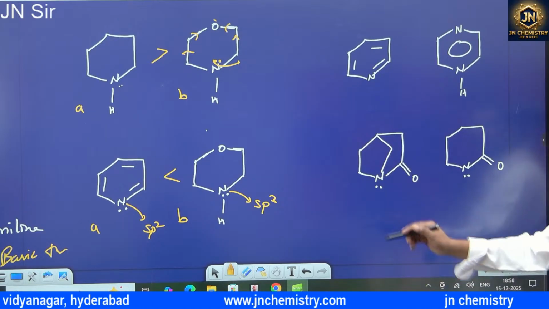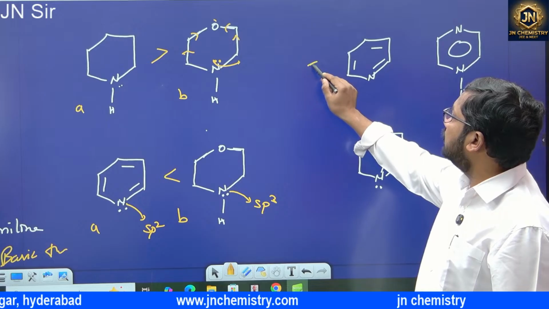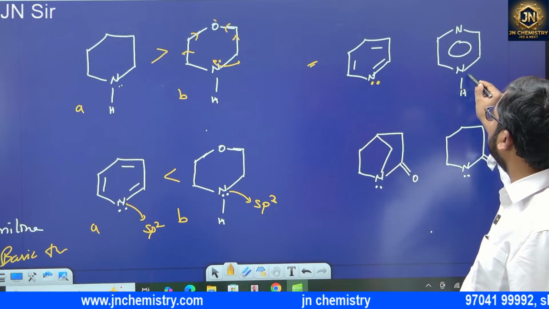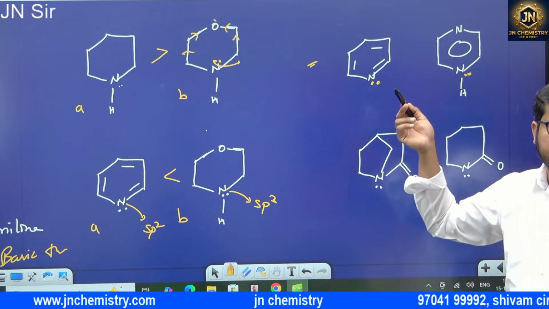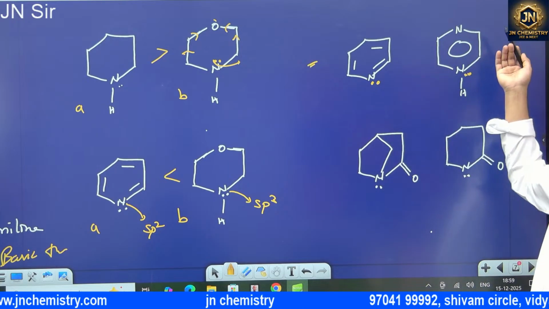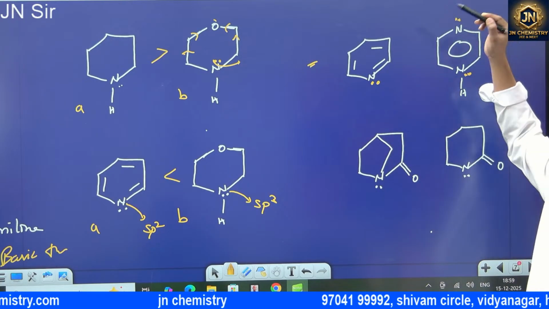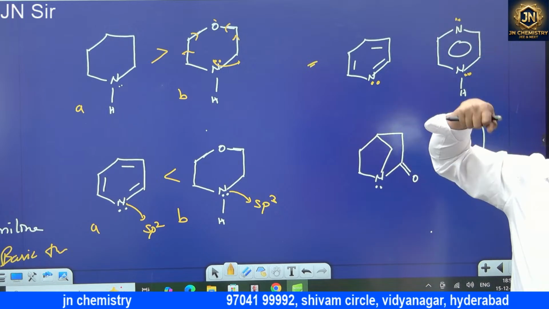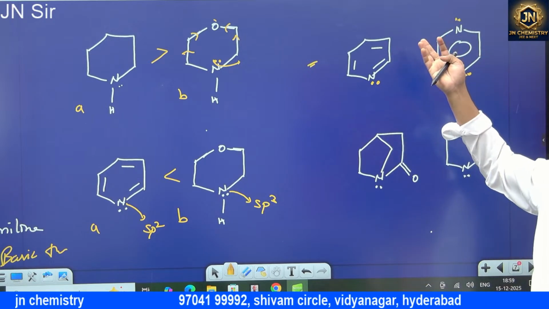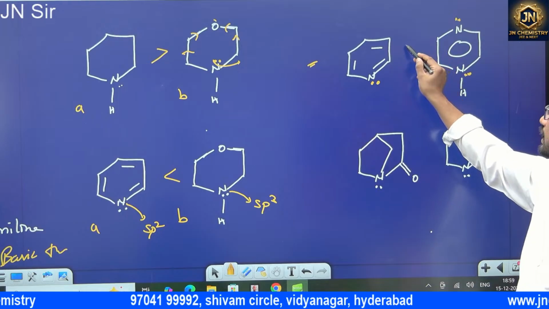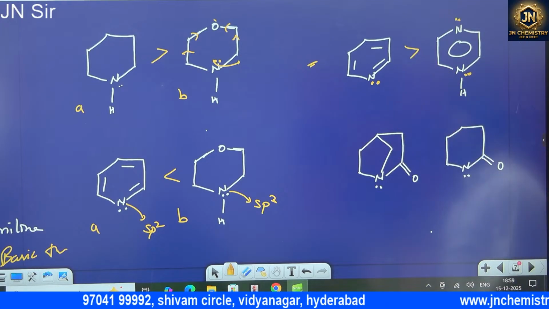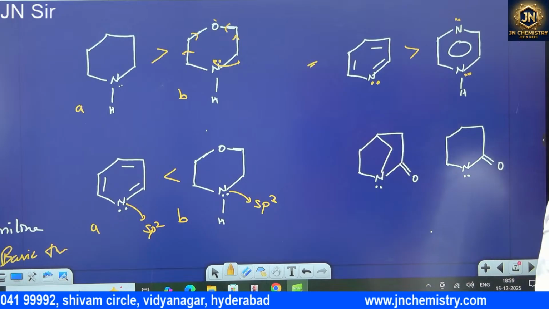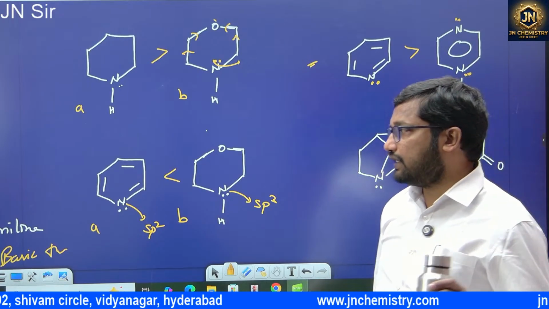In this case, the third case here. These two lone pairs are not participating in the resonance, right? So the nitrogen lone pair also does not participate, but the nitrogen acts as minus I, right? And obviously A greater than B. This is a very important one. The last one is very important.